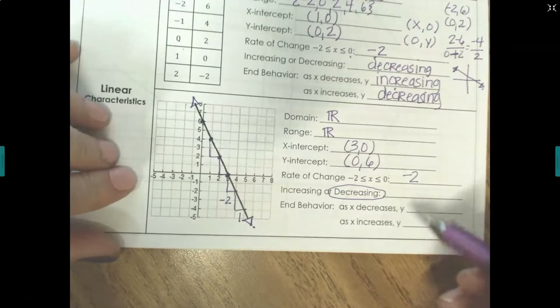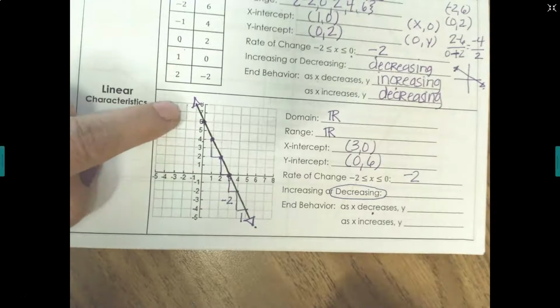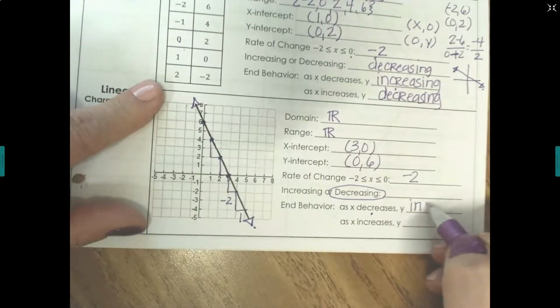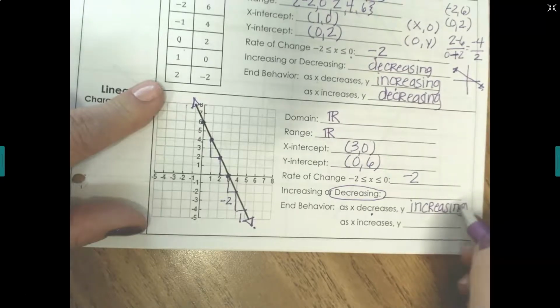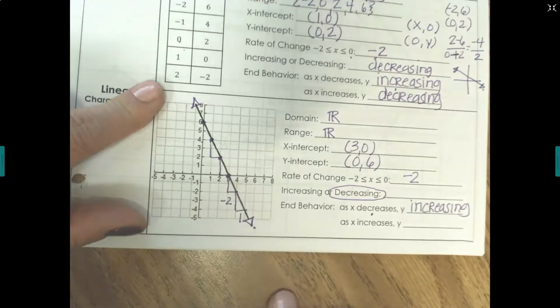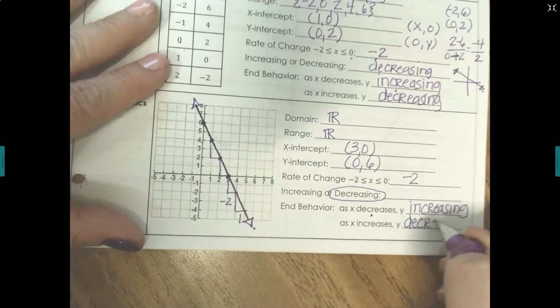Now let's look at our end behavior. As the x's decrease, so as the x's go to the left, the y values are going up, so the y values are increasing. And then on the right, as the x's go to the right, the y values are going down, so the y values are decreasing.